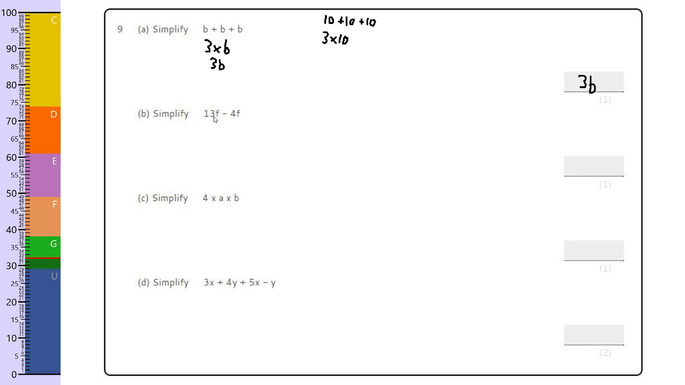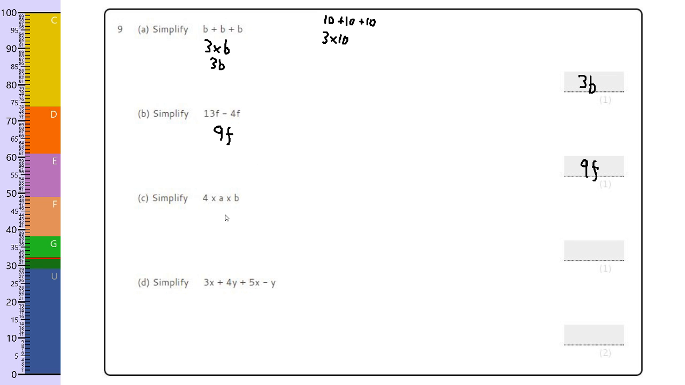Okay, 13f, take away 4f. So that's 13 lots of this number, which we don't know what it is. Take away 4 lots of this number. So, on my calculator, I'm going to do 13, take away 4. And that says 9. So it's 9 lots of that number. We don't know what that number is, but we had 13 of it. We took away 4 of it. So therefore we've got 9 of it, whatever it is. Okay, and we never find out what f is, but we don't need to for that question, because we've simplified it.